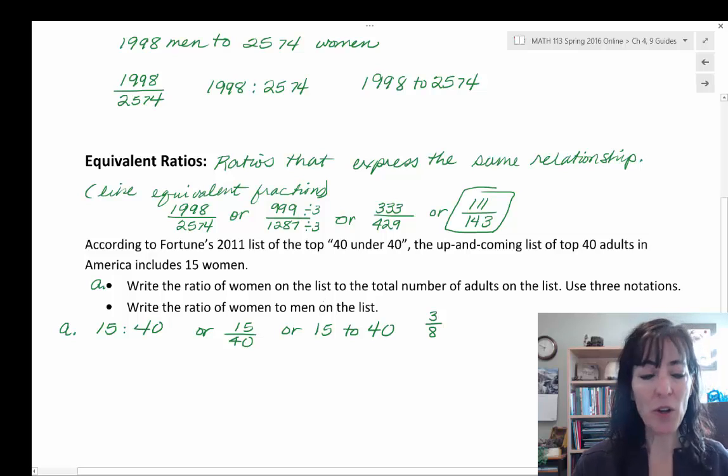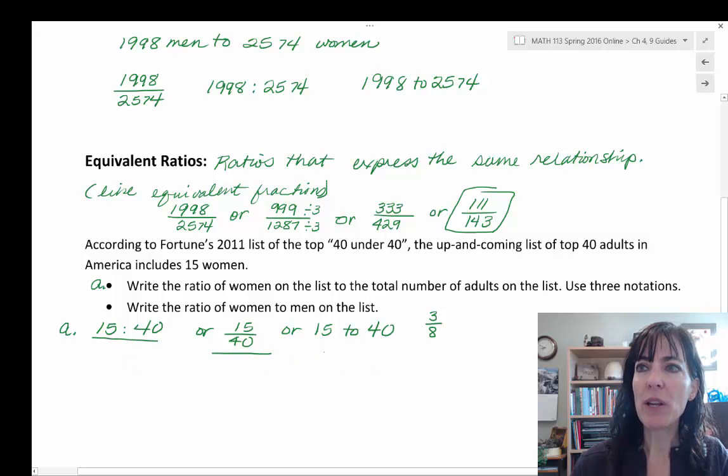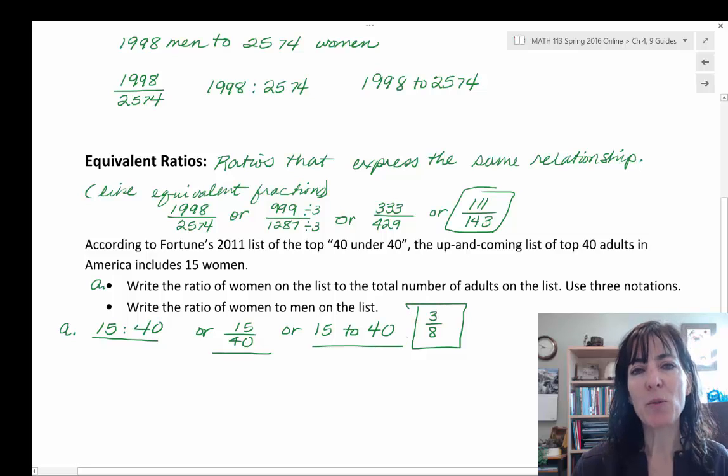Okay, so we could also have written all three of these forms, like this form here, this form here, and that form there. We could have written them all using the 3 to 8. So 3 women to 8 total in the group.